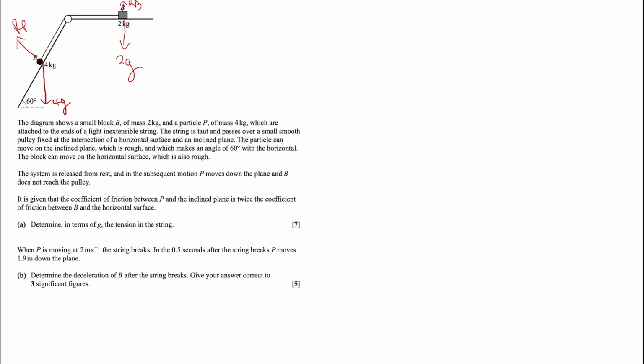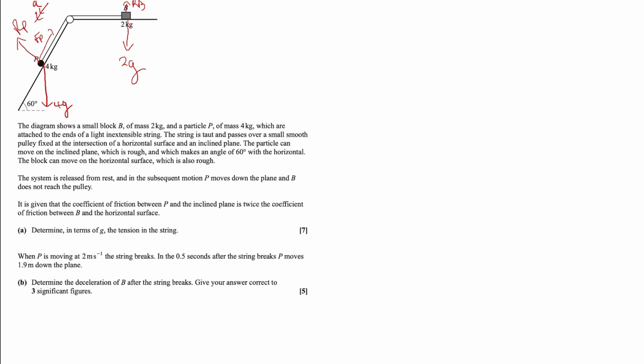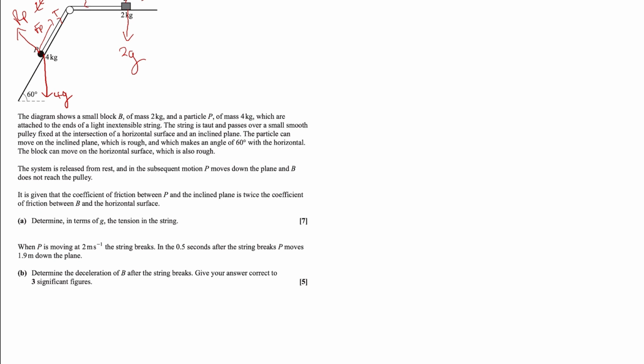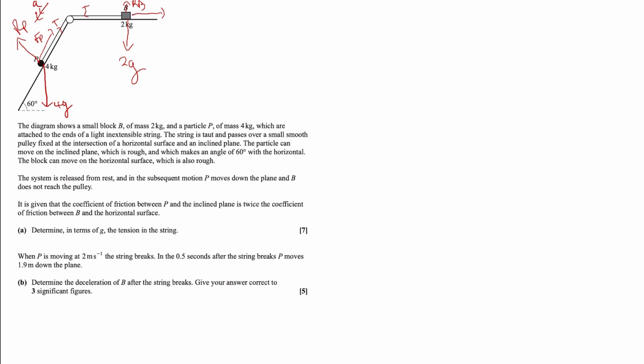Okay, the system is released from rest, and in the subsequent motion, P moves down the plane and B does not reach the pulley. This tells me which way friction is acting. So if we're accelerating this way, then friction is going to try and stop that, which means friction is working this way. Let's call this FP. There's going to also be tension in the string in these directions. And similarly then, we're going to have friction trying to stop B getting towards the pulley. So let's call this FB. Okay, I think that's everything we need.